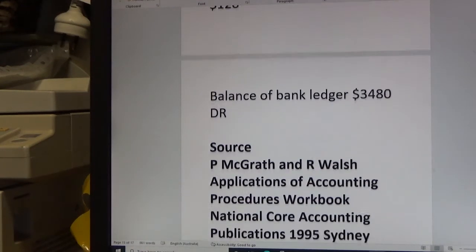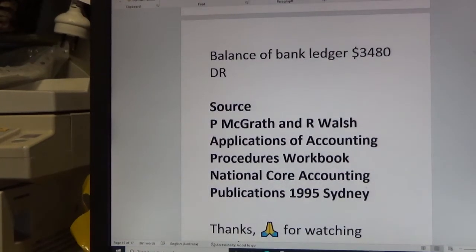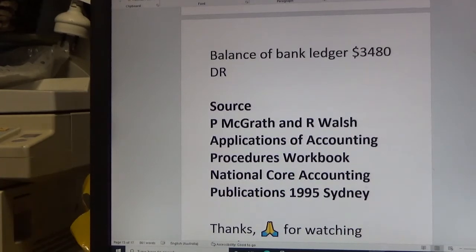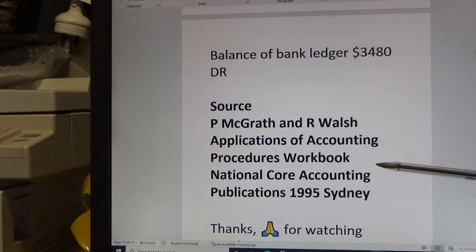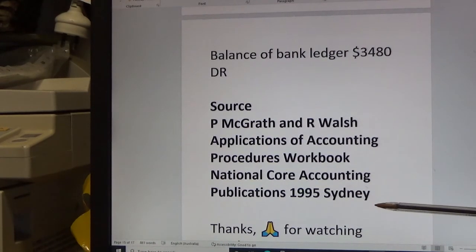My source for that list in the bank rec procedures is McGrath and Walsh, Applications of Accounting Procedures Workbook, National Core Accounting Publications, 95, Sydney.